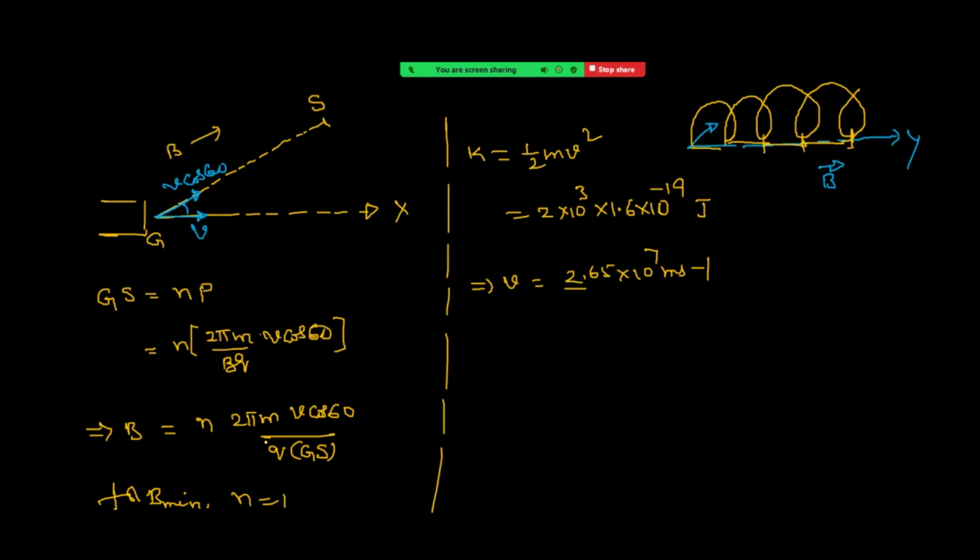Now substitute values in this. Then we are going to get B minimum. And if we cross check, that value comes out to be approximately 4.73 into 10 power minus 3 Tesla. So here the main thing is the calculation part. The remaining is very simple.